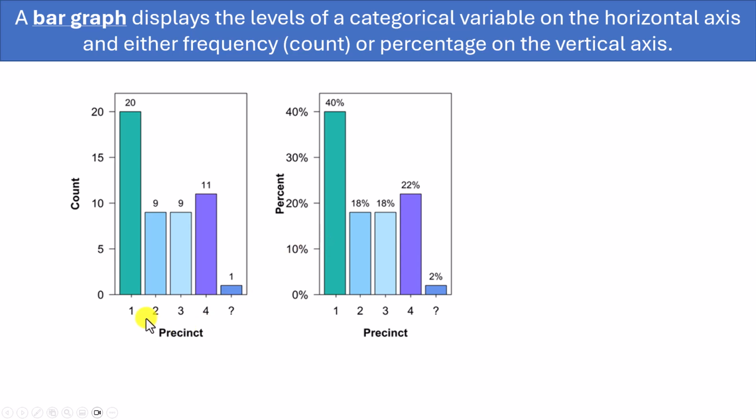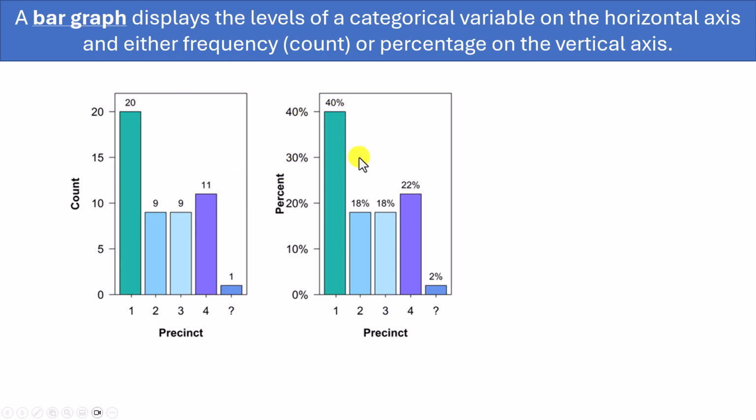So we can see that the most common precinct was number 1, with 20 respondents choosing that option, and that represented 40% of the total individuals. The least common was the question mark, which was the I don't know option, which was 2% of the individuals from the sample. As is mentioned in the description, the levels of the categorical variable are on the horizontal axis, which in this case are the different possible precincts. The vertical axis is, as we said, either frequency or sometimes labeled count, and percentage on the second graph.